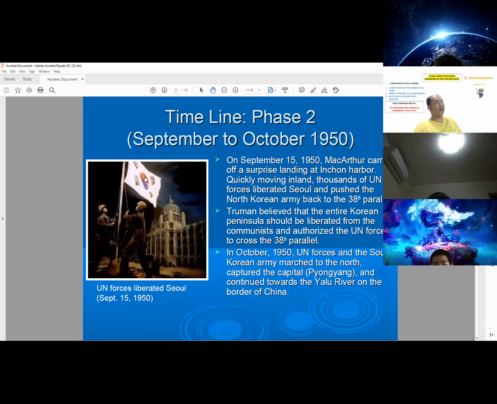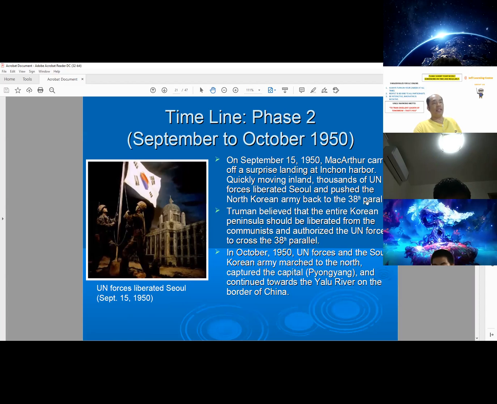Okay, so this is the South Korean flag. Don't you think the Korean flag looks a bit like a bagua? You know, right? It looks like a bagua. So you realize that the Koreans also follow a bit of Chinese culture and heritage, traditional values as well.